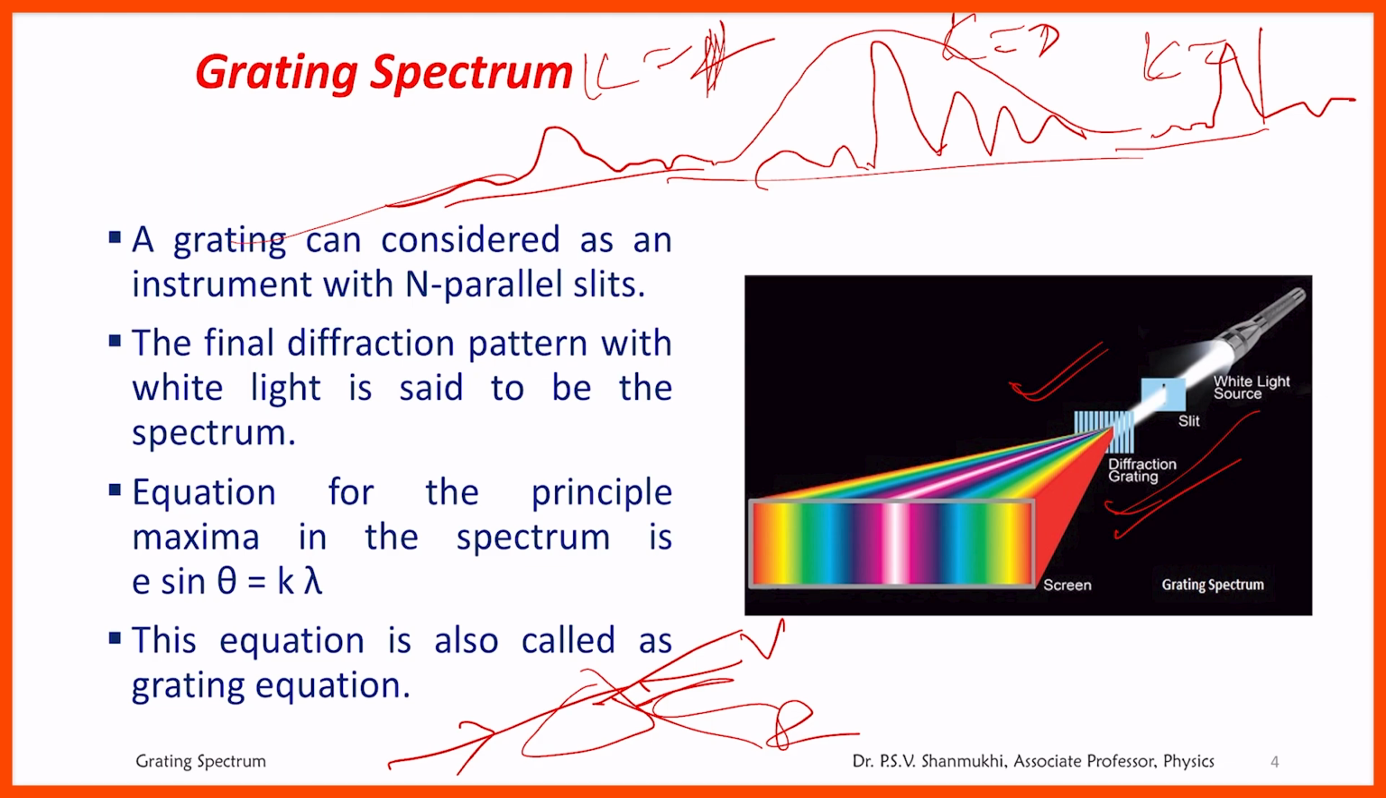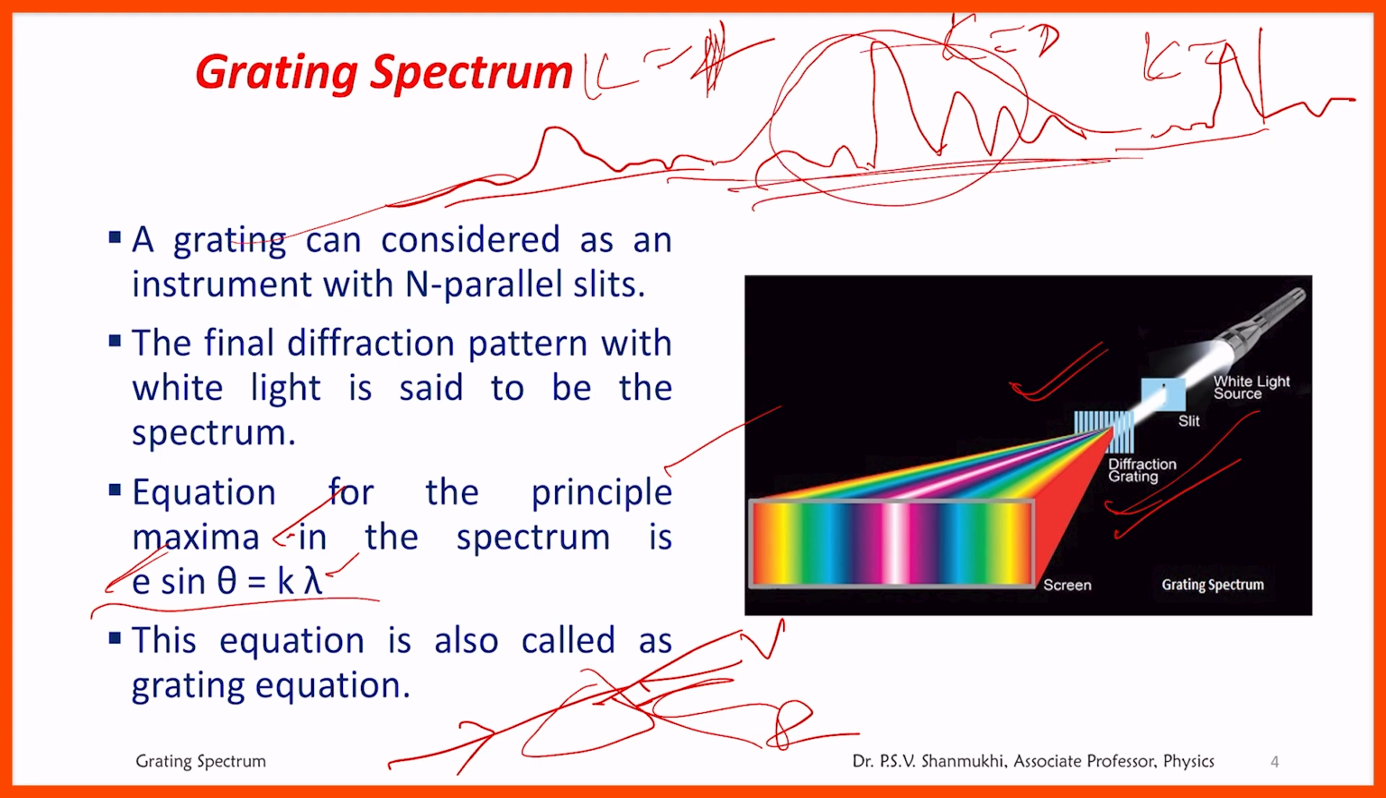You can split the light into different colors or different wavelengths. That is one of the applications of diffraction, nothing but the grating. In the grating spectrum, there is one maximum condition that is given by e sin theta is equal to k lambda. e is the separation of the slits, k is the order of the spectrum, and lambda is the wavelength of light that you are using there. K is the order of the spectrum, just now I have explained.